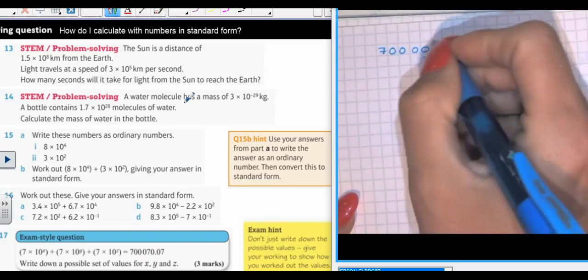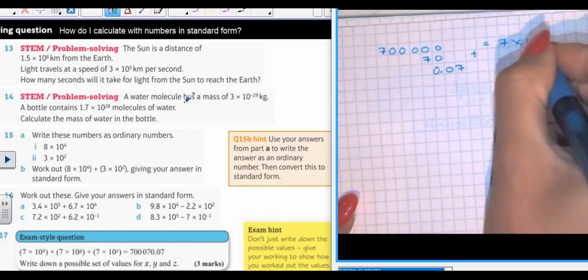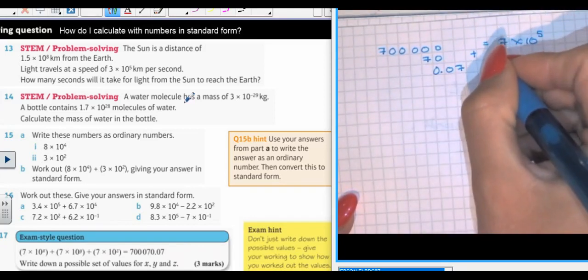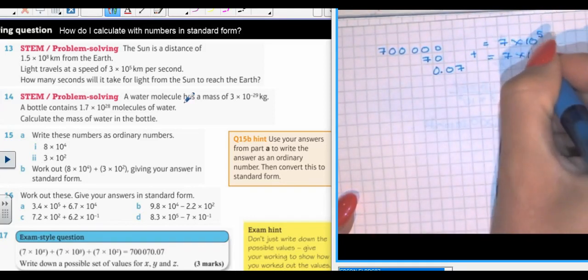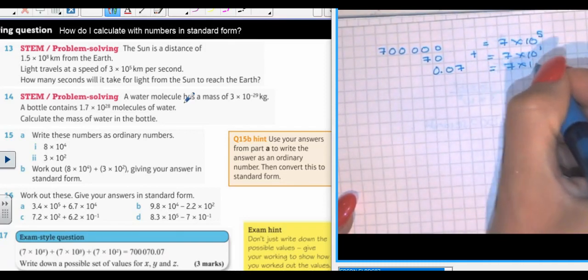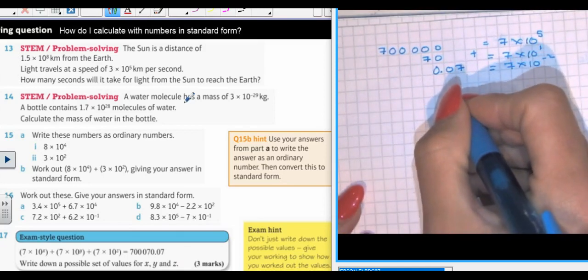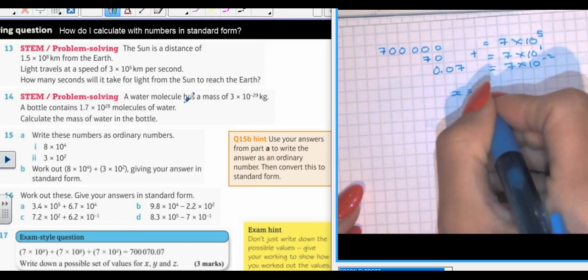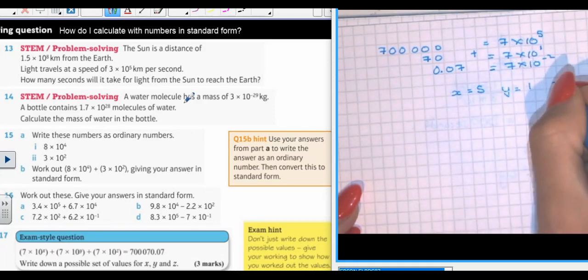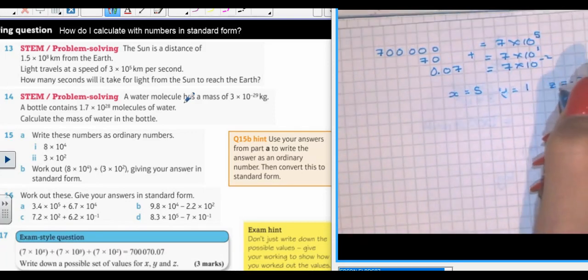So that would be 7 multiplied by 10 to the power of 5. And that would be 7 multiplied by 10 to the power of 1. This would be 7 multiplied by 10 to the power of negative 2. So x equals 5, y equals 1, and z equals negative 2.